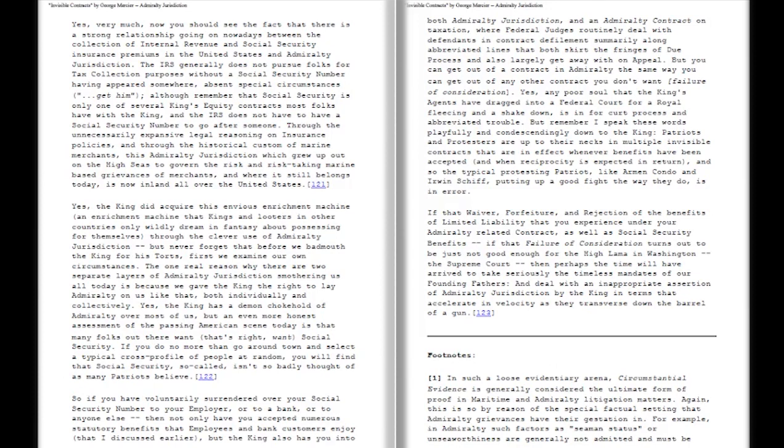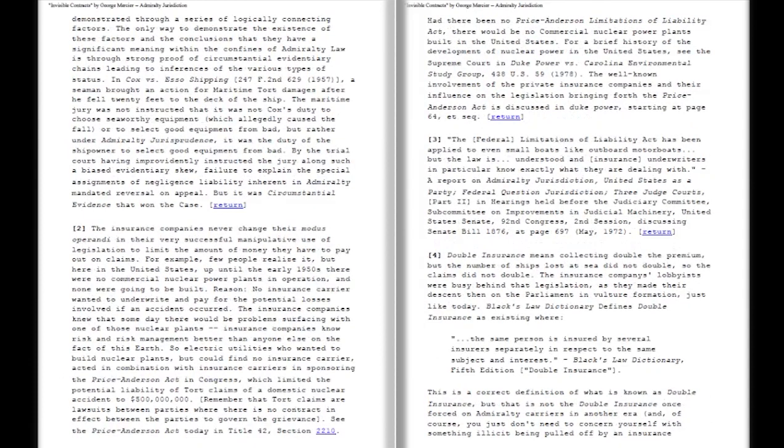123. Footnotes. 1. In such a loose evidentiary arena, circumstantial evidence is generally considered the ultimate form of proof in maritime and admiralty litigation matters. Again, this is so by reason of the special factual setting that admiralty grievances have their gestation in. For example, in admiralty, such factors as seaman status or unseaworthiness are generally not admitted and must be demonstrated through a series of logically connecting factors.